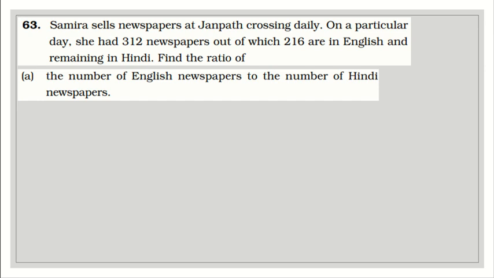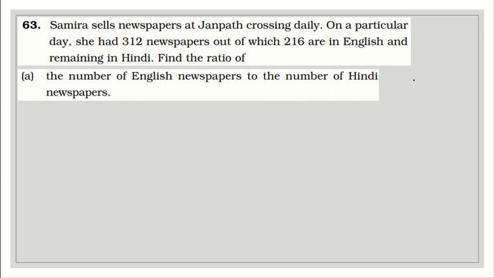Coming to question number 63, Samira sells newspapers at Janpath crossing daily. On a particular day, she had 312 newspapers, out of which 216 are in English and the remaining in Hindi. Find the ratio of the English newspapers to the Hindi newspapers.